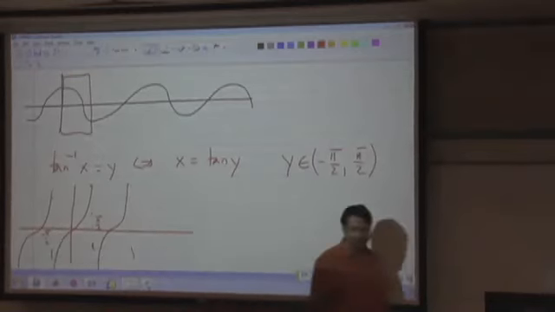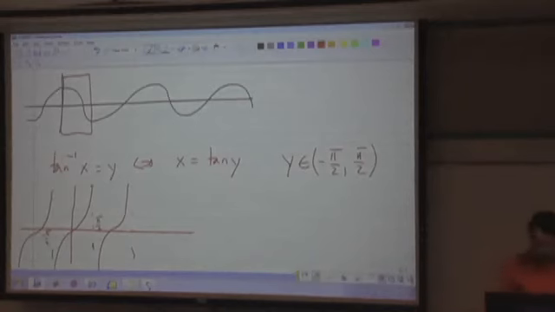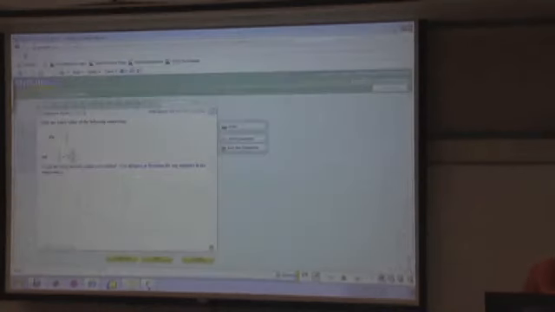Does that make sense? Now, because both minus pi over 2 and pi over 2 are vertical asymptotes of tangent, they can't be part of your interval, right? That's why I actually use parentheses and not brackets. Does that make sense? Okay, so that being said, if you come back here, 27 was a cosine inverse, and 28 was a tangent inverse.